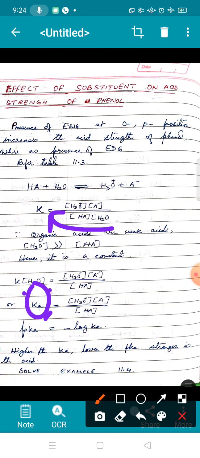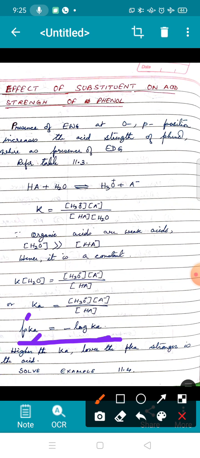Now you know Ka value is a very small number, because the concentration of acids is very low, so it's very difficult to calculate. So instead, to avoid this, we take pKa. And what is pKa? pKa is the negative log of Ka. So you can see pKa is equal to log Ka with a negative sign. So what will be the proportionality? The higher the Ka value, the lower will be the pKa value, and the higher the Ka value, we know the stronger is the acid. So the lower the pKa value, the stronger will be the acid.